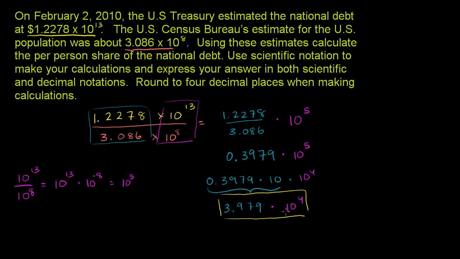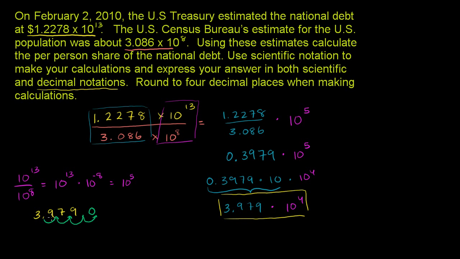Now, in the problem, they also wanted us to express it in decimal notation. Which is just kind of standard, writing it as a number with our standard numeric decimal system. So what is 3.979 times 10 to the fourth? So let's think about it. If we multiply it by 10, we're going to get 39.79. If we multiply it by 10 squared, we're going to get 397.9. If we multiply by 10 to the third, we're going to get 3,979. If we multiply it by 10 to the fourth, we're going to get one more 0 right there.